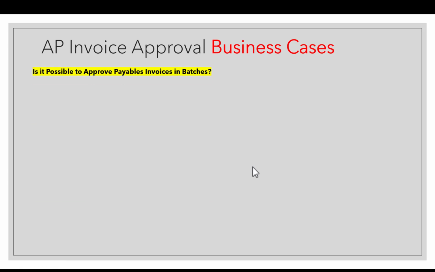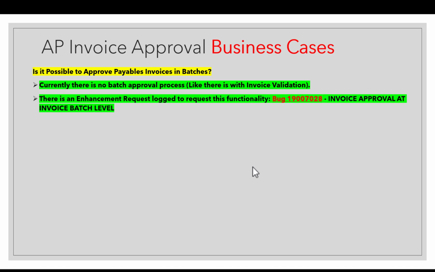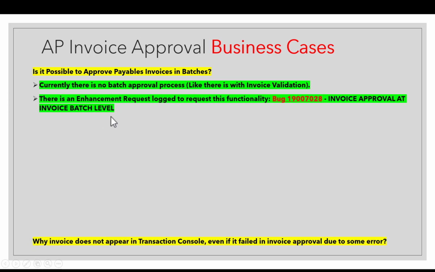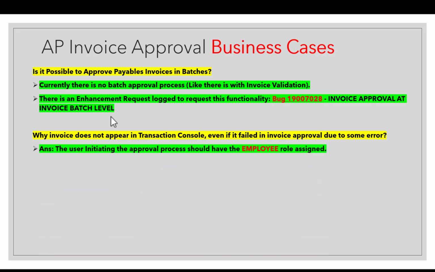Is it possible to approve payable invoices in batch? Currently, there is no batch approval process like there is with invoice validations. I think a bug or enhancement request has been raised for invoice approval at invoice batch level. Why doesn't an invoice appear in the transaction console even if it failed in invoice approval due to some errors?